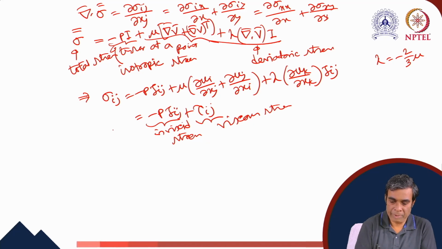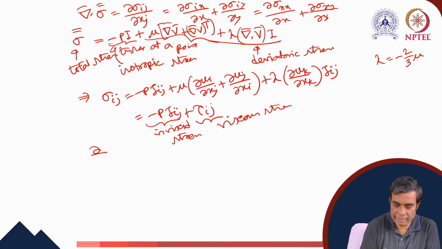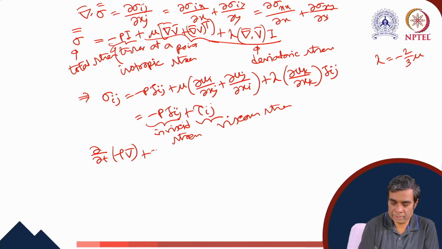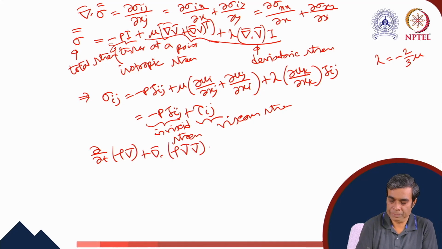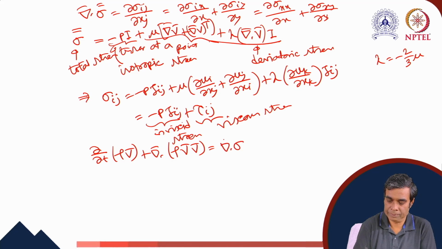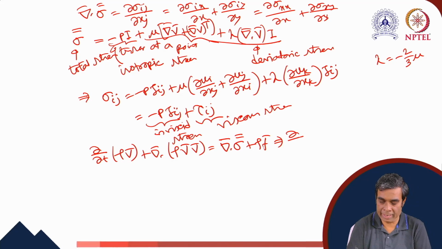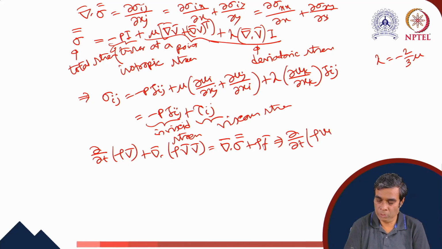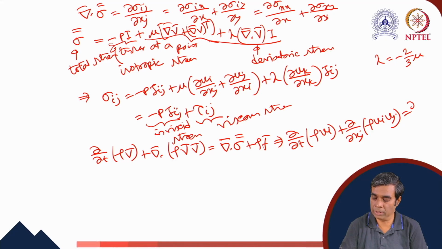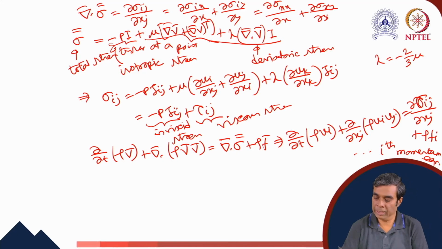Now previously we have written the Navier-Stokes equation as del t of rho v bar plus divergence of rho v bar v bar equals divergence of sigma plus rho f bar. If we write in the indicial form, then we can write it as del t of rho ui plus del xj of rho ui uj equals del sigma ij del xj plus rho fi. This is the ith momentum equation. So this rho ui uj is a second order tensor.